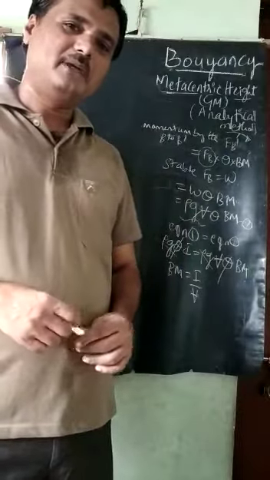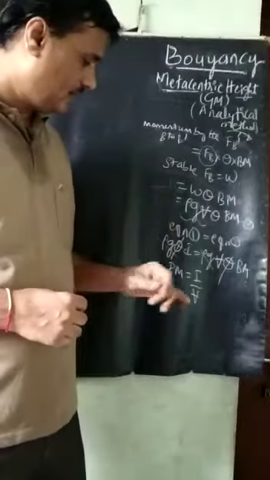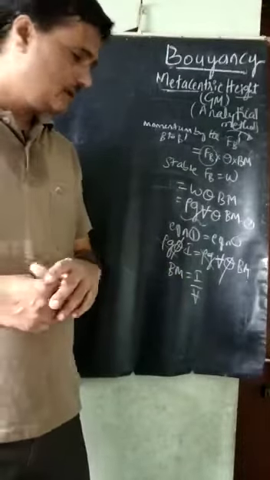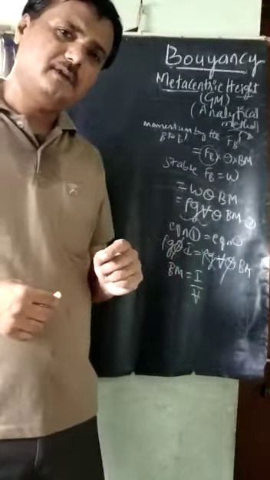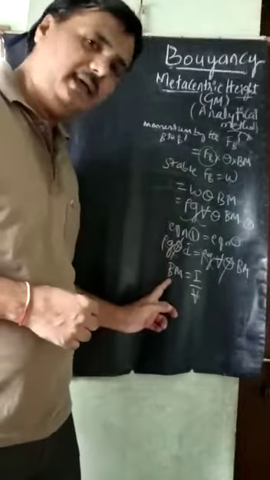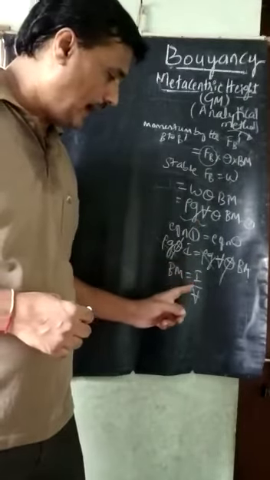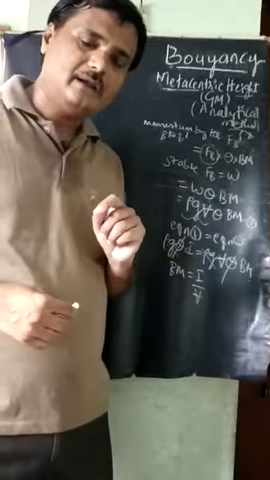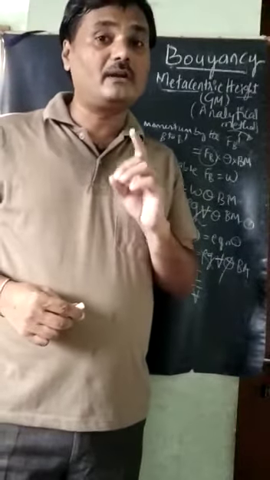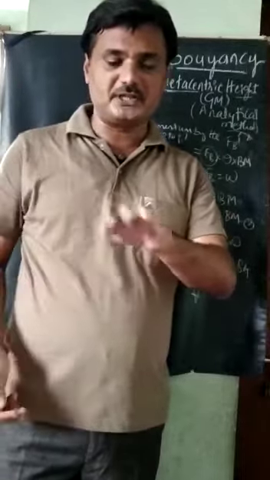As I am continuing the derivation for metacentric height here, so up to this we have derived that BM is equal to I by V. BM means the distance between the center of buoyancy B and the metacenter M. Here I is the moment of inertia of the plane surface, which is the surface that is floating. The shape of the surface matters here.